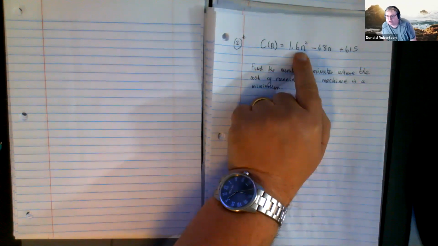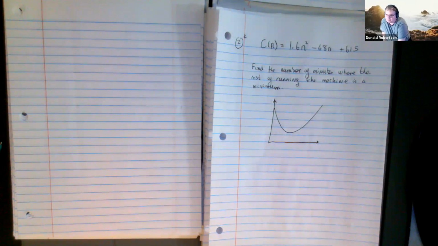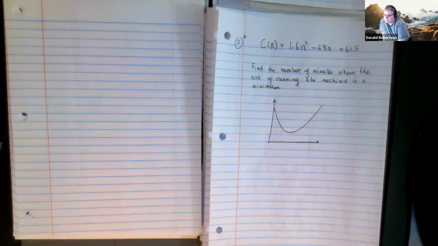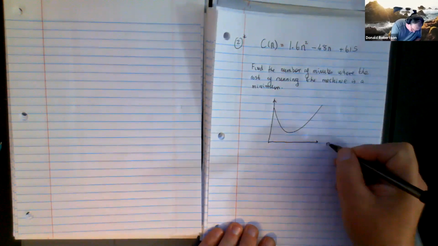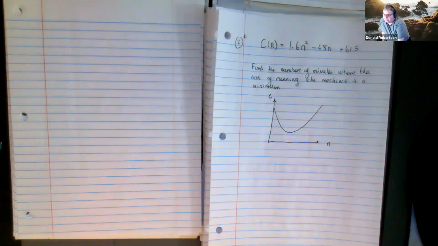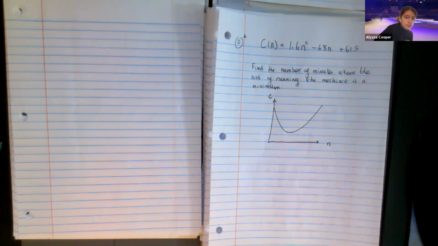If I said to you, what does this shape look like? Don't need to be too detailed, but if I asked you to have a little look at this guy and try and imagine what its shape is, would you agree it would probably look like a happy face? I'm making no attempt to be accurate, but how do I know that this is a happy face shape? There is a clue in the formula. How do I know that this, and this would be n and this would be cost, is going to be a concave up happy face shape? Because the first number is positive.